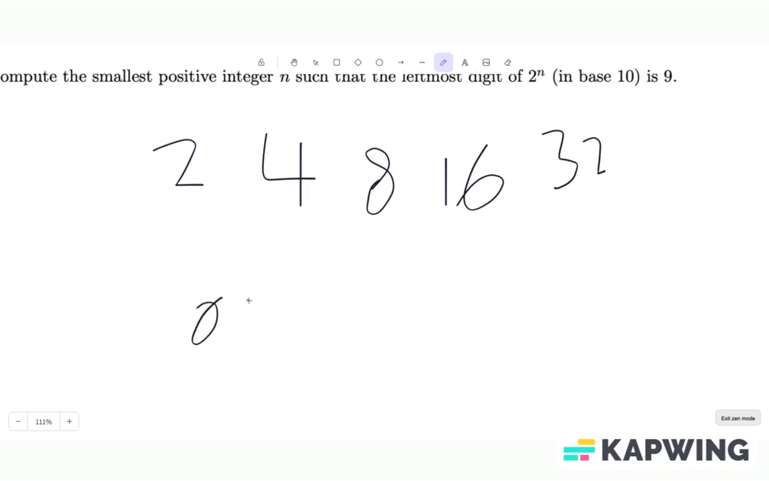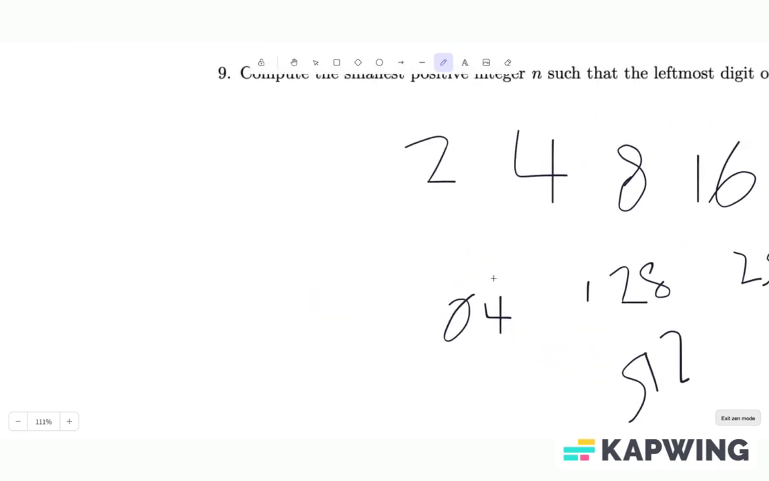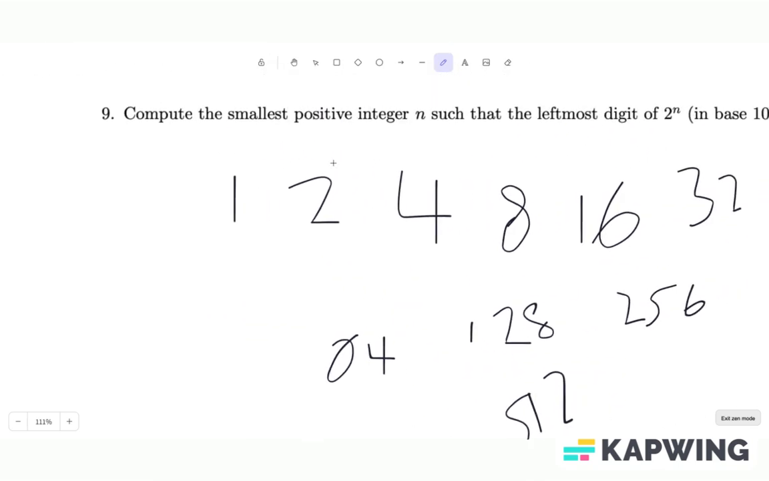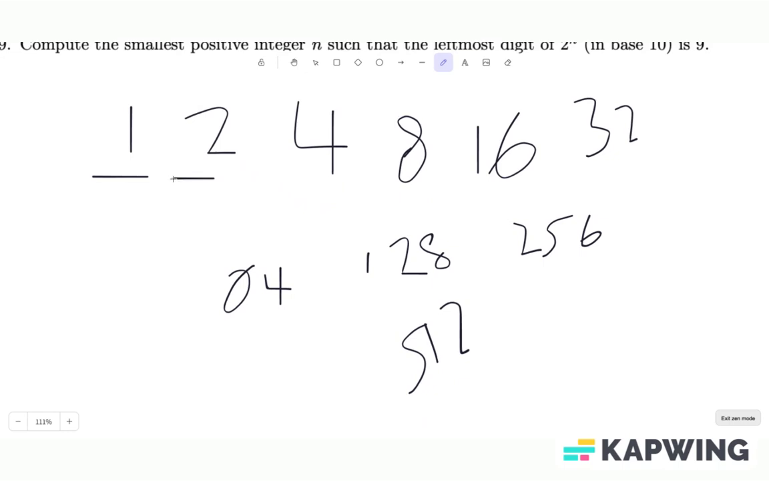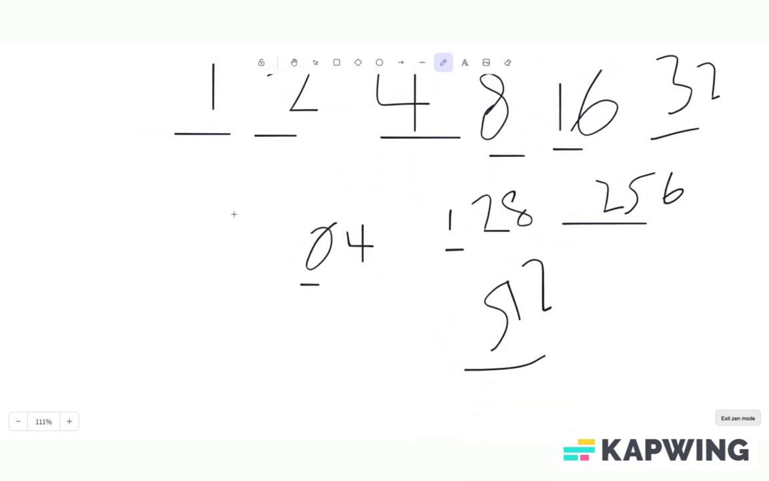And then you have 64, 128, 256, 512, and then 1024, which is analogous to this 1 we have as 2 to the 0. So usually our leftmost digits are going to be something like these. And clearly the closest one to a 9 is 8.